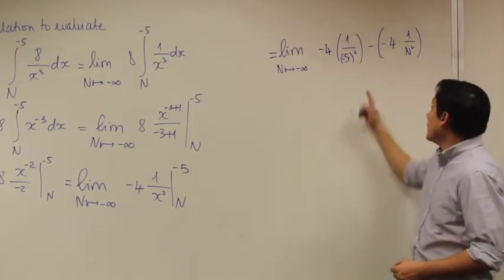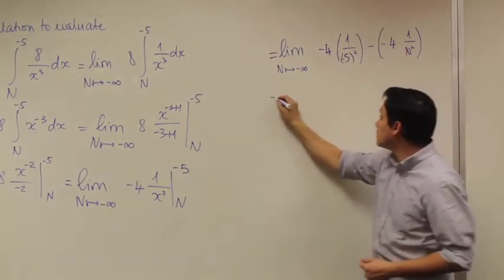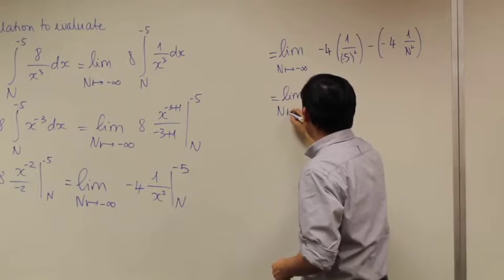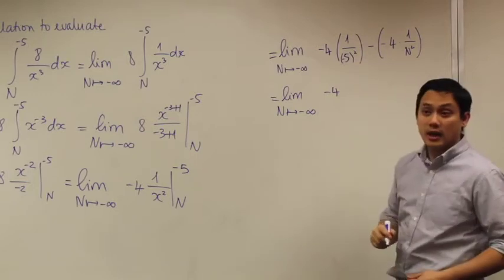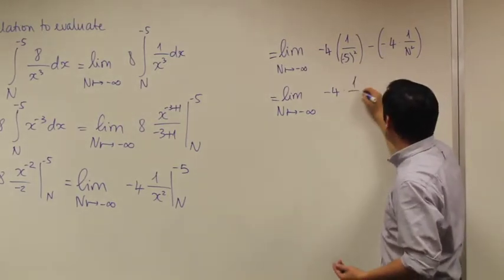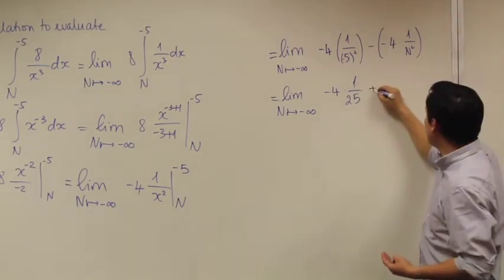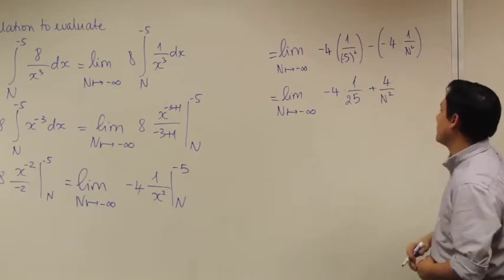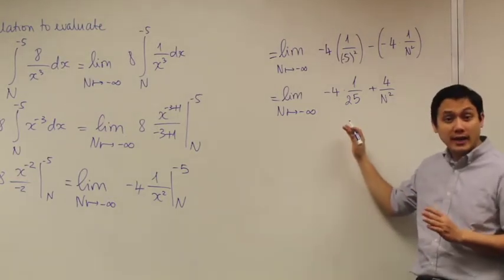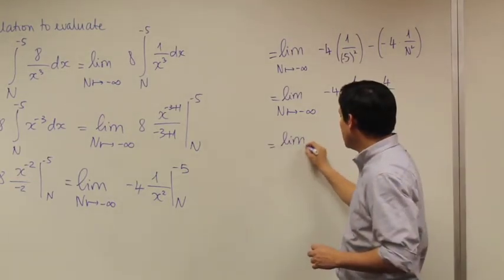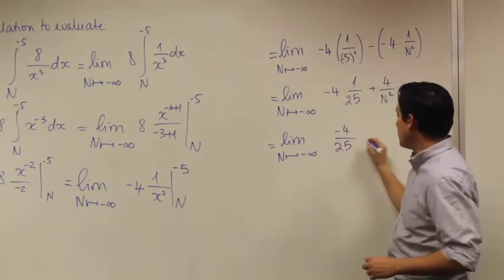Then I simplify this to two expressions. I get the limit as n goes to negative infinity of negative 4 times 1 divided by 25, then negative with negative becomes positive, so I have positive 4 over n squared. The first term doesn't have anything related to n, so I'm okay with that, and it becomes negative 4 over 25.